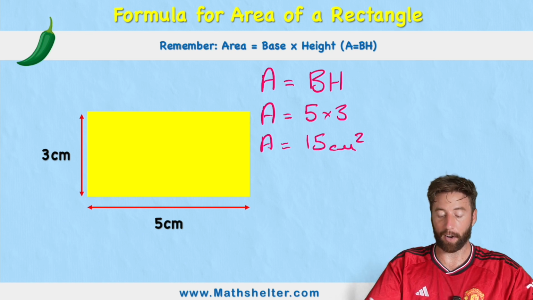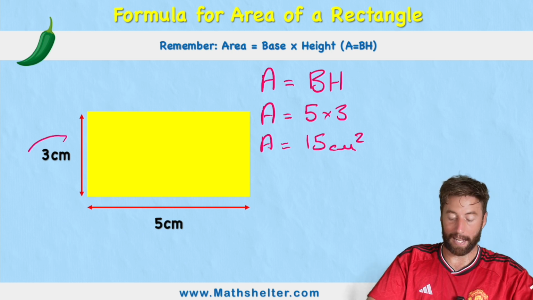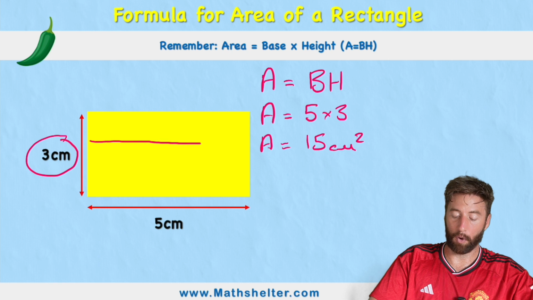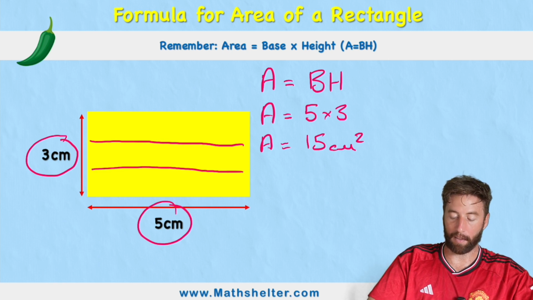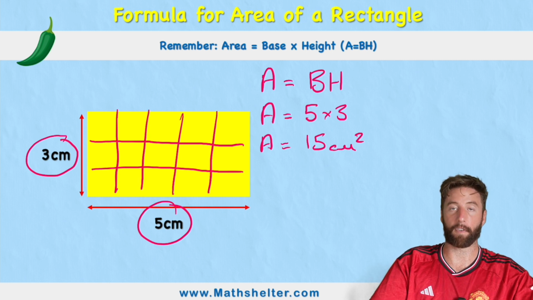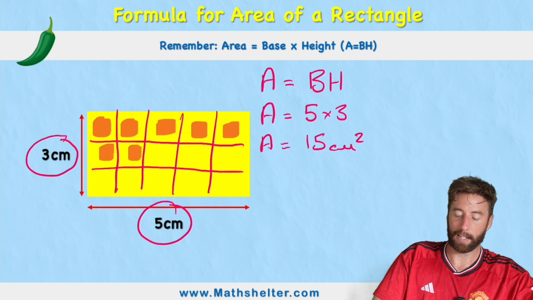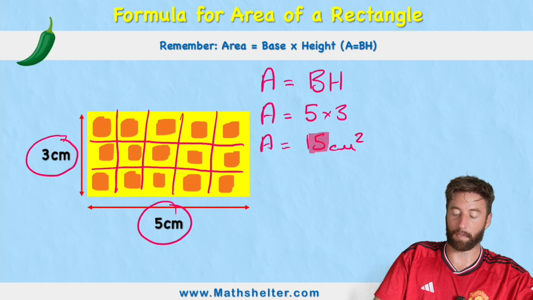When we're working out area, essentially what we're doing is we are cutting this rectangle into 3 rows, just like this, and 5 columns. 1, 2, 3, 4, and 5. And then when I measure area, essentially what we're doing is we're counting these squares. So 1, 2, 3, 4, 5, 6, 7, 8, 9, 10, 11, 12, 13, 14, 15. So that's where we got our 15 from.